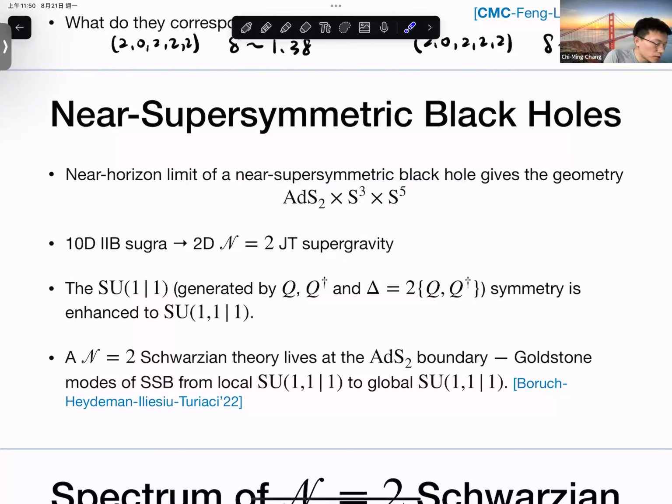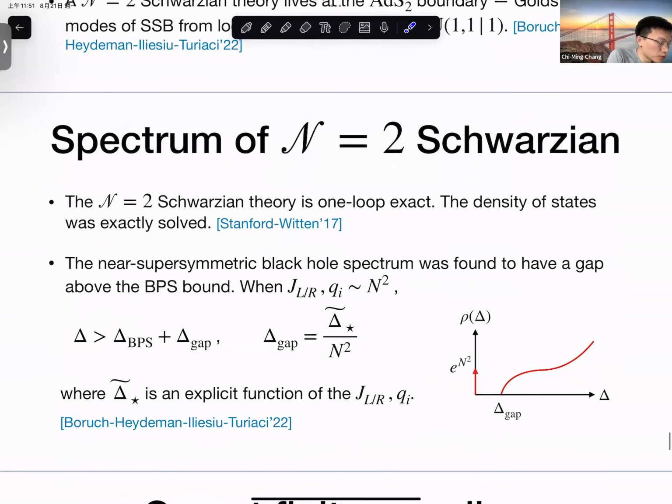Near the throat of AdS2, of course, for the black hole, we have SU(1|1) symmetry. This symmetry is generated by Q and Q dagger and also this delta. And in this near horizon limit, the SU(1|1) symmetry is enhanced to SU(1,1|1) symmetry. And the N=2 Schwarzian theory, living on the AdS2 boundary, is actually given by the Goldstone mode of the spontaneous symmetry breaking from local SU(1,1|1) to global SU(1,1|1). And this N=2 Schwarzian is actually one-loop exact, and you can compute the density of states exactly.